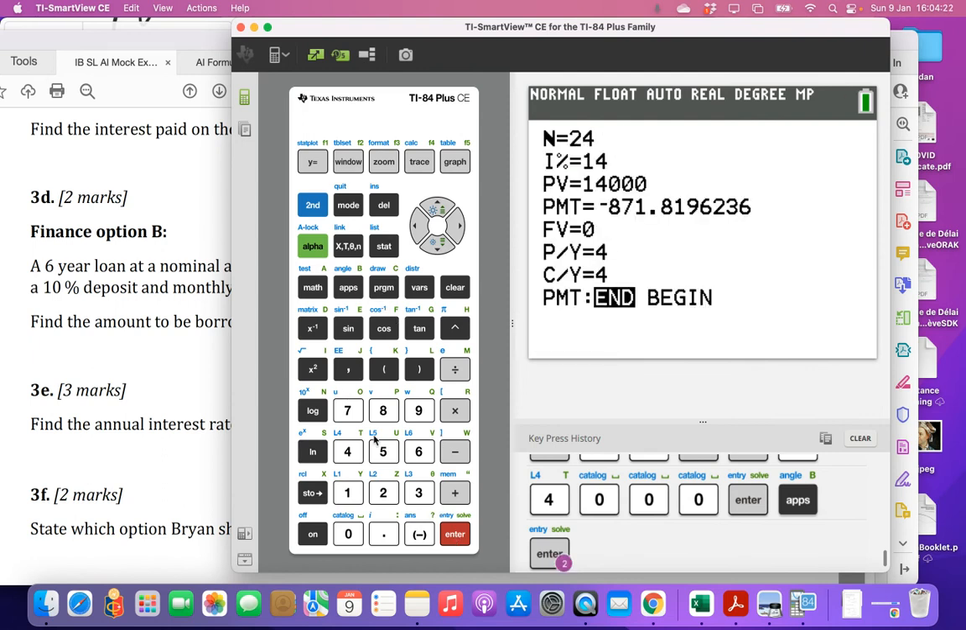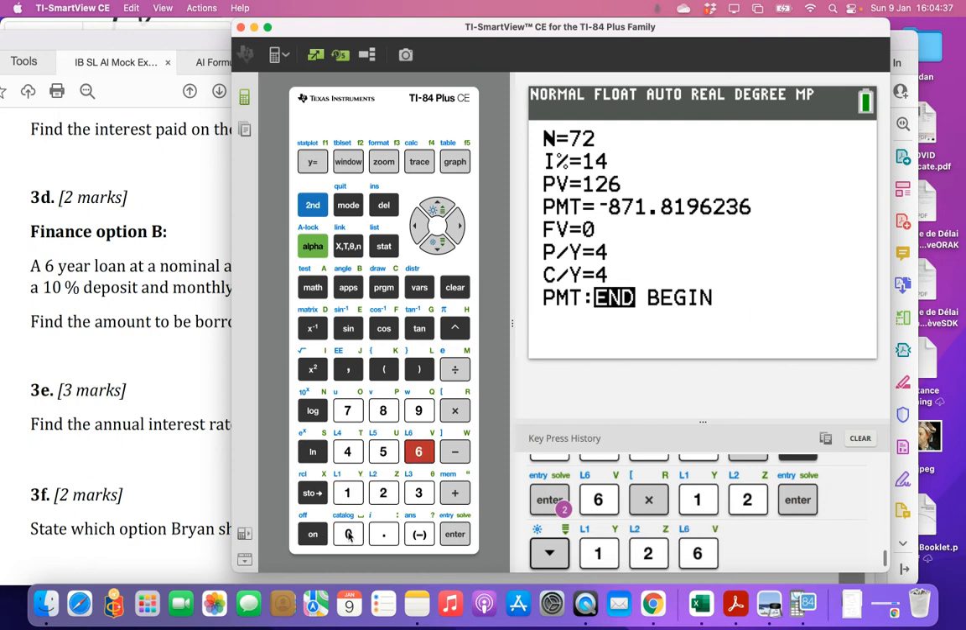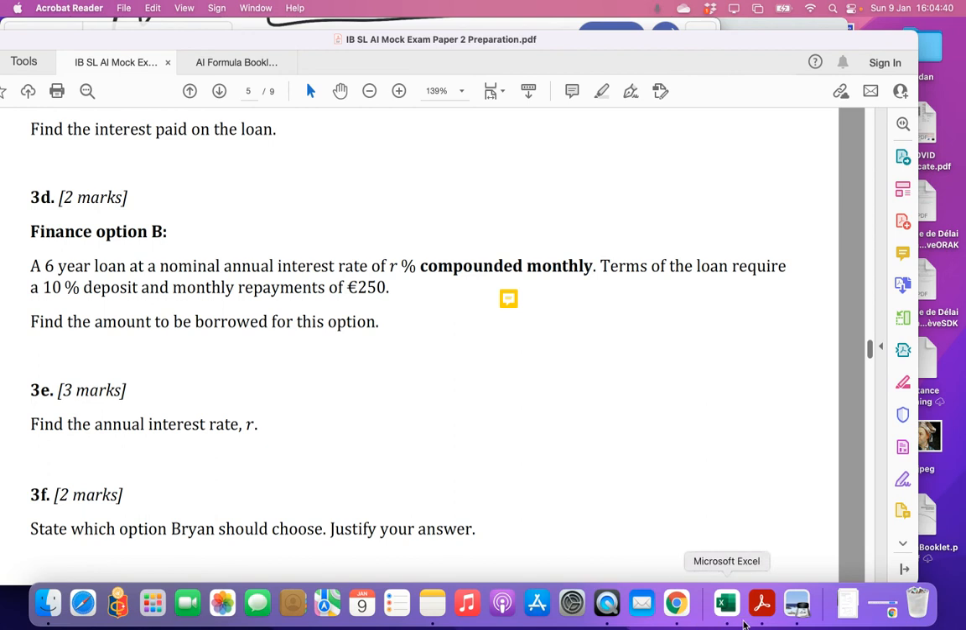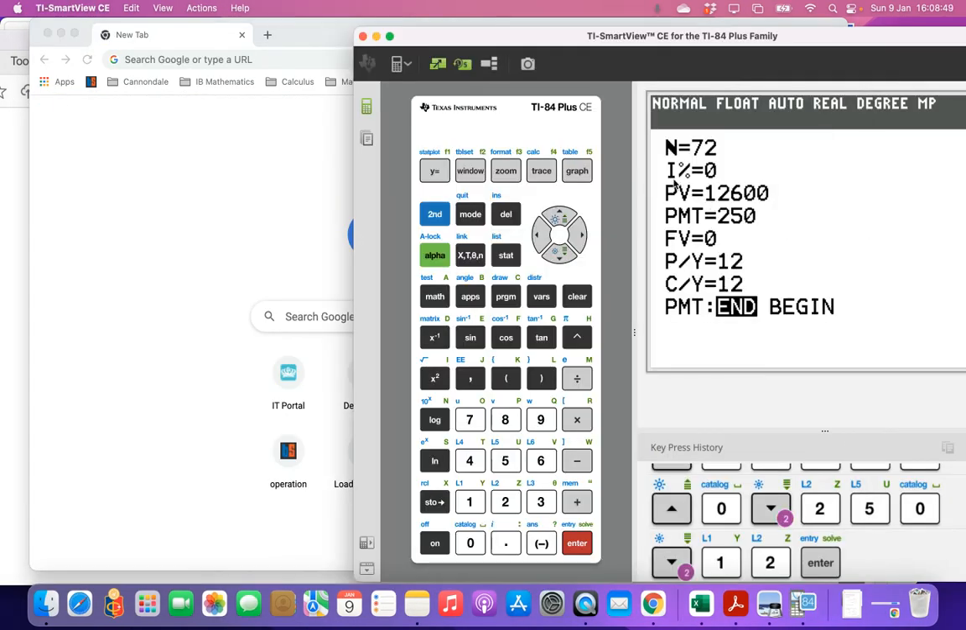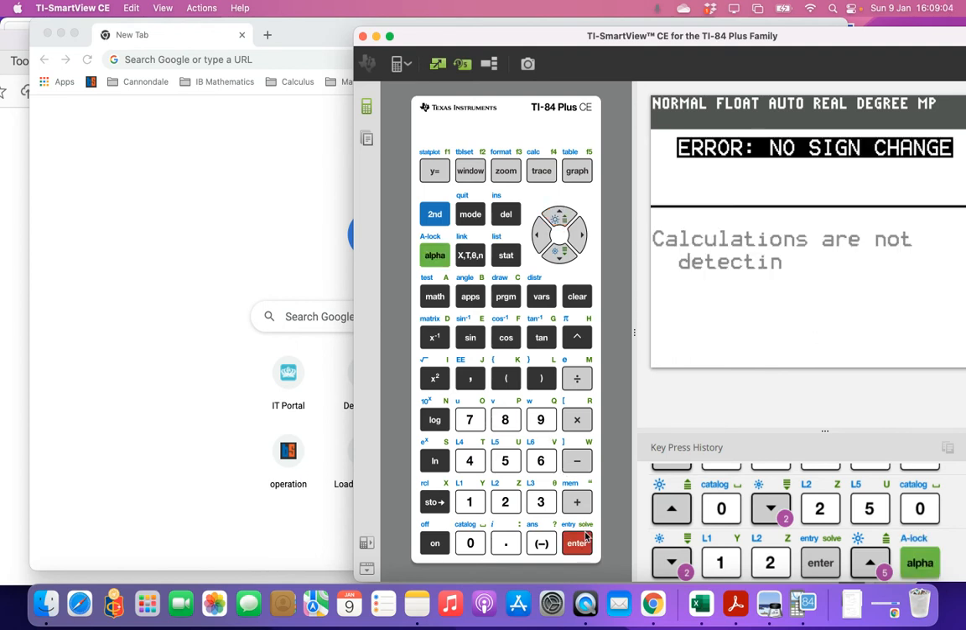So again, it was monthly, 6 times 12 for 6 years. 10% down makes it 12,600 being borrowed. And then, whoops, my calculator quit on me. Be right back. So this is going to be my input. The payment was $250, 12 times a year, 72 payments. And they want us to solve for the interest rate. So we're going to go up to here and use the green button.